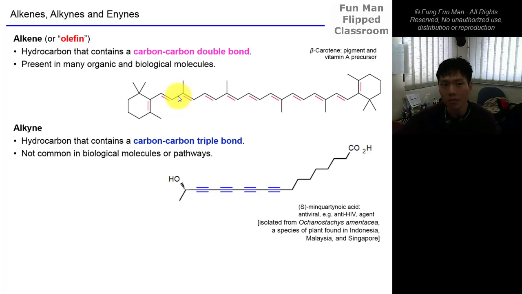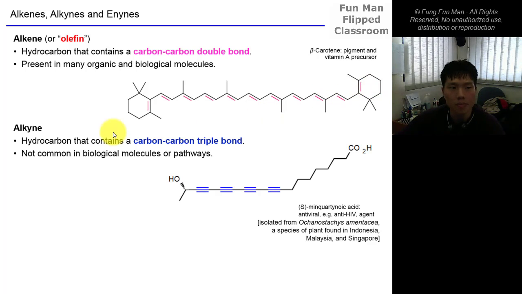And this is present in many organic and biological molecules. In us, of course, in plants as well. You have your beta-carotene, which is a pigment and a vitamin A precursor. And this is its structure. You see that there are many alternating double bonds here. Double, single, double, single, double, single, double, single, and all the way.